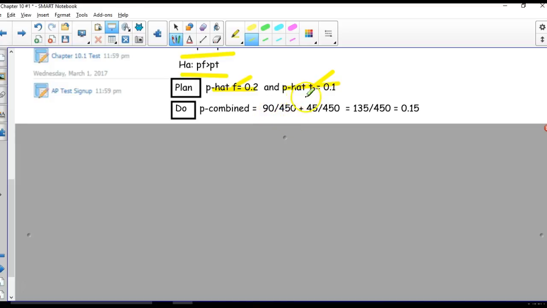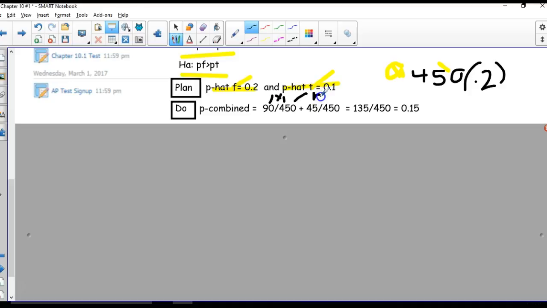How did I get that? I had to take 450 times 0.2, which gives me 90. So that's my x1 here. And then how did I know it's 450? N1? If you read, it's 900 volunteers, I believe, and they split them in half. So that's how I know the n1 is 450 and the n2 is 450.